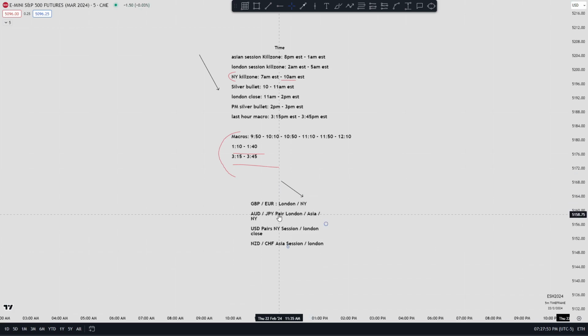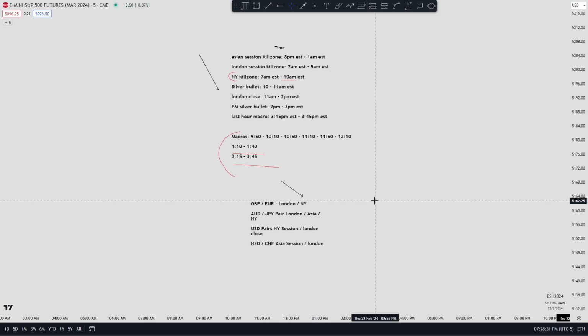The AUD and JPY, it's much more convenient for them to trade the Asia session because the Asia session is early in the morning for people in Australia and Japan. So it's more convenient for them to trade during the Asia session and going into the London session. And for the NZD and CHF, same exact thing. It's more convenient for them to trade during the Asia session going into the London session because it's in the morning for them, rather than having to stay up overnight trading the New York session.